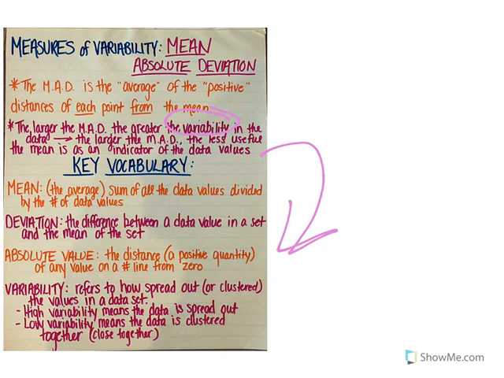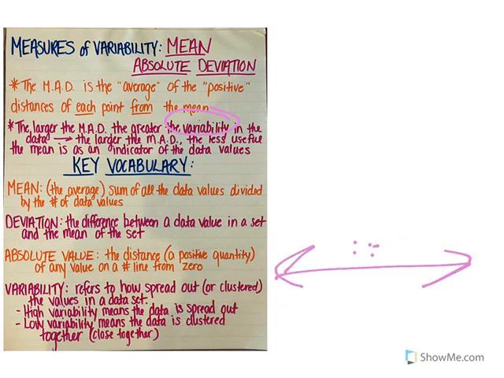And finally, here's that word again, variability refers to how spread out or clustered the values in a data set are. High variability means the data is spread out, and low variability means the data is clustered together. So if we are looking at a spread of data and it's all over the number line, that would mean there's high variability. And if we look at a data set where it is all clustered together for the most part, this means there's low variability.